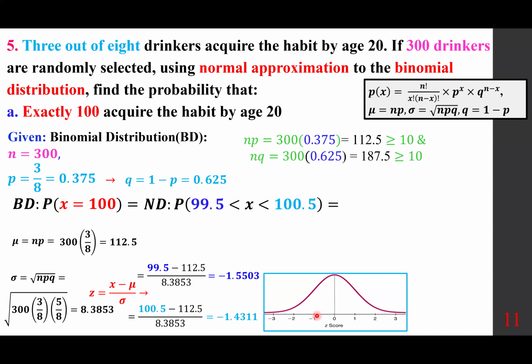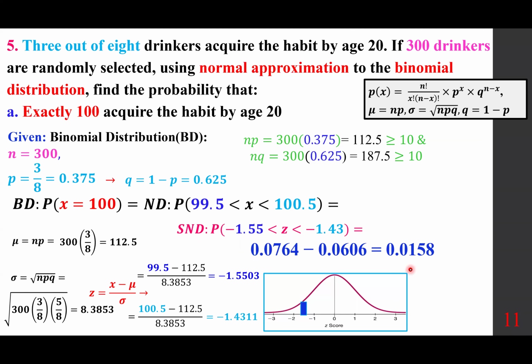So negative 1 is here, negative 2 here, both are in between. So we want this area. So we want the z between these two numbers, and always graph it between negative 1.55 and negative 1.43, between these two numbers. And so less than negative 1.43, you look it up from the table. Less than negative 1.55, you do the same thing. You subtract them from each other, you get this.